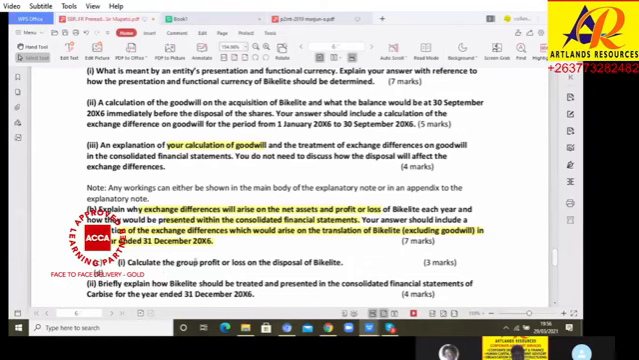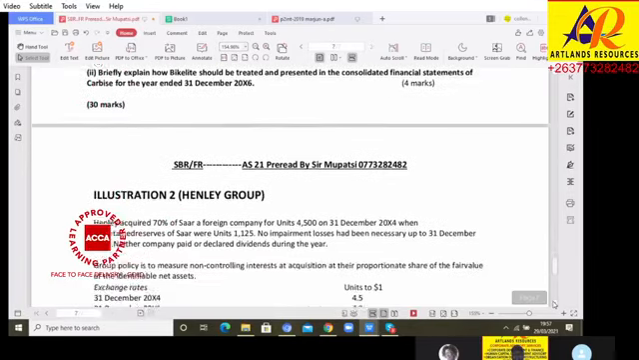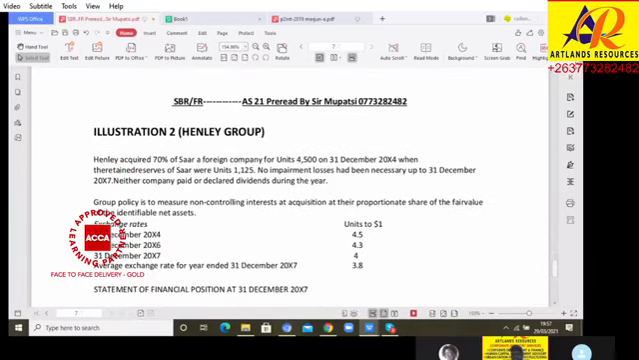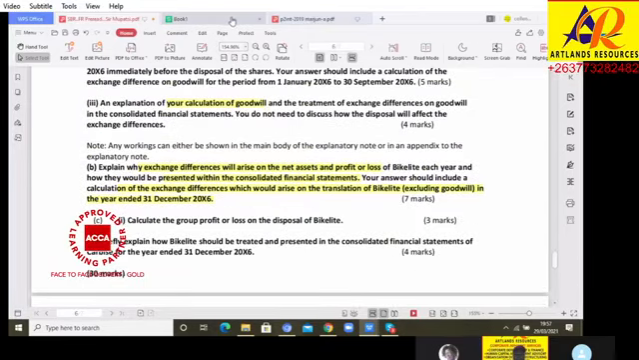Then they are saying calculate the group profit or loss on disposal of backlight, 3 marks. You then dispose a subsidiary. Now, when you dispose a subsidiary, it's easy.